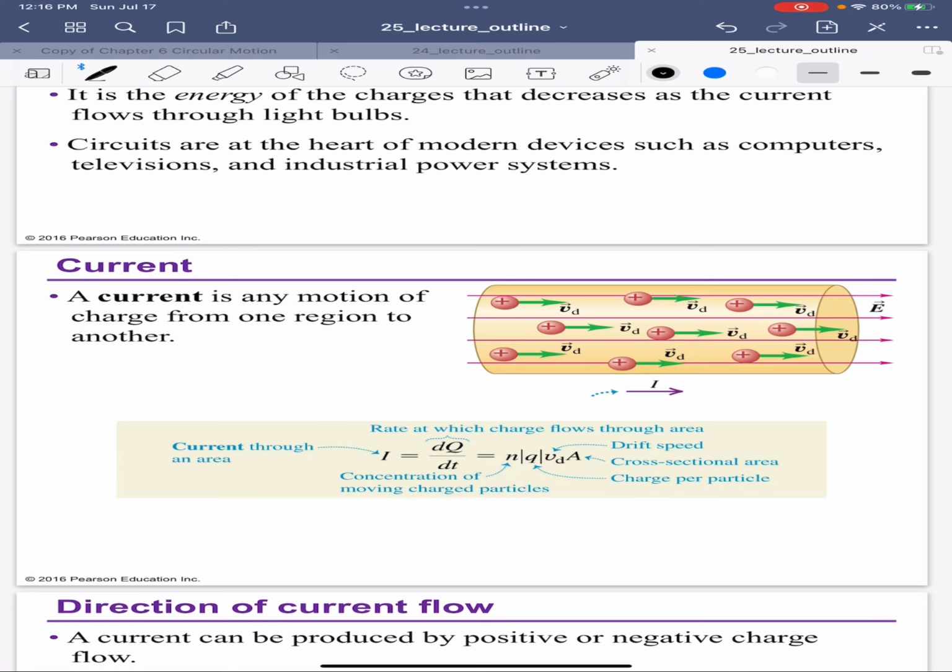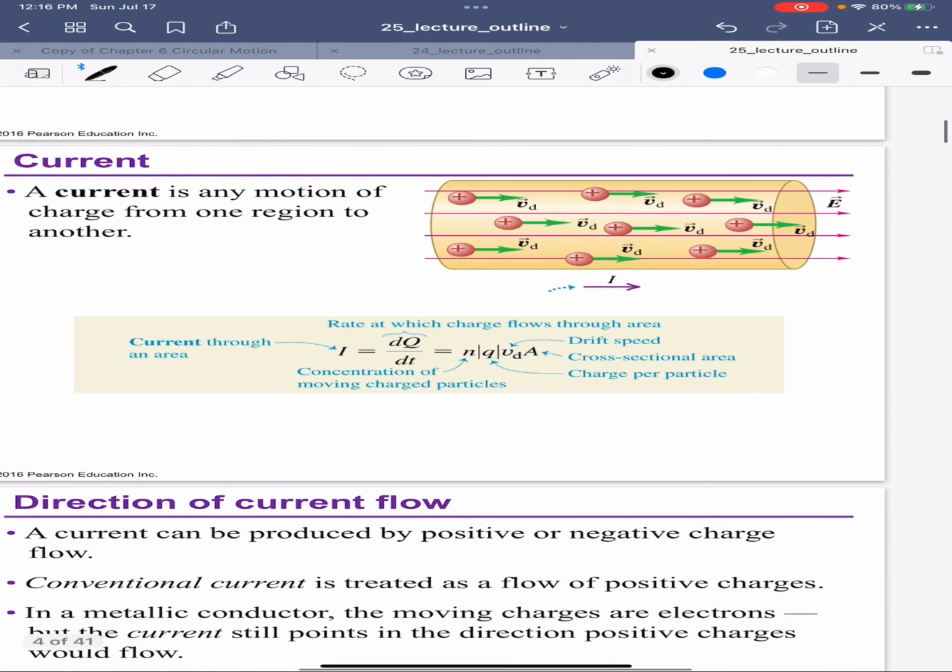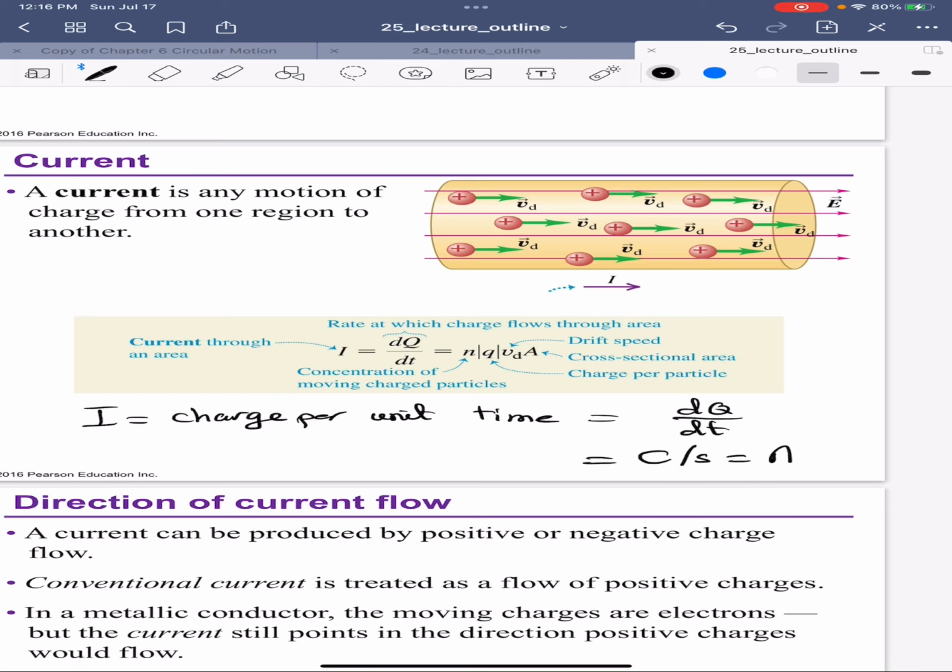Okay, and each charge here is going to move with a velocity Vd. We call it drift velocity. This is a very important quantity that we are talking about, the V drift. Now, the current can be calculated as charge per unit time, which means it is dq over dt, which is coulomb per second, which is amperes.